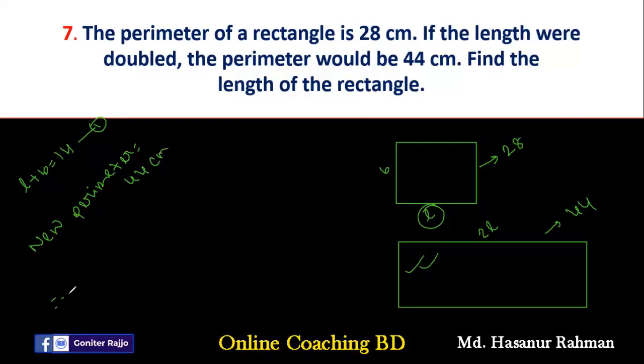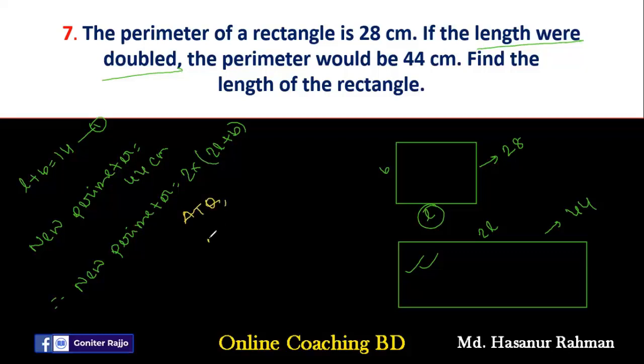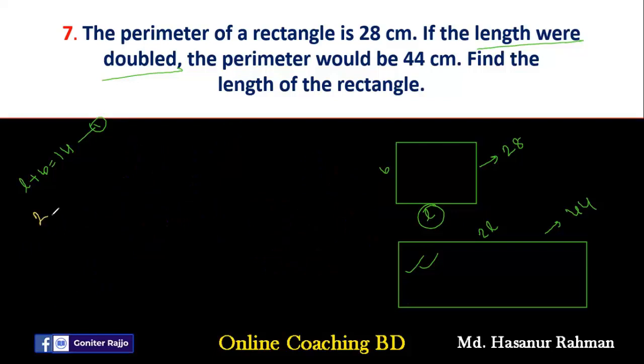And what is the formula of the new perimeter? The new perimeter formula will be simple. Just instead of L, we write 2L. So 2 multiplied by (2L plus B). Why 2L plus B? Because the length was doubled. We have to multiply the length by 2. So according to the question, 2 multiplied by (2L plus B) equals 44. After dividing by 2 on both sides, we get 2L plus B equals 22. This is equation number 2. So the second equation is 2L plus B equals 22. Very simple. So we got our two equations.